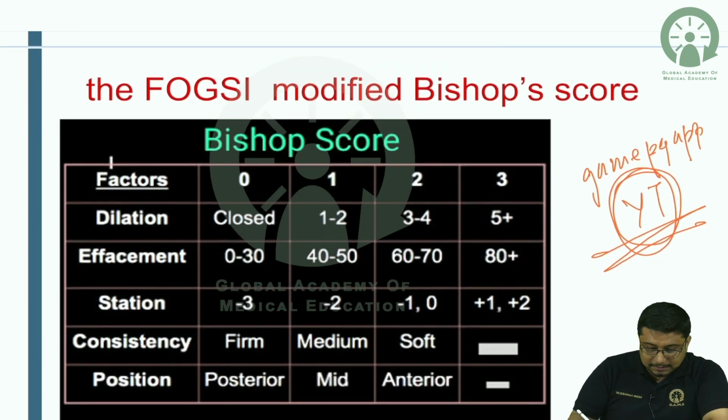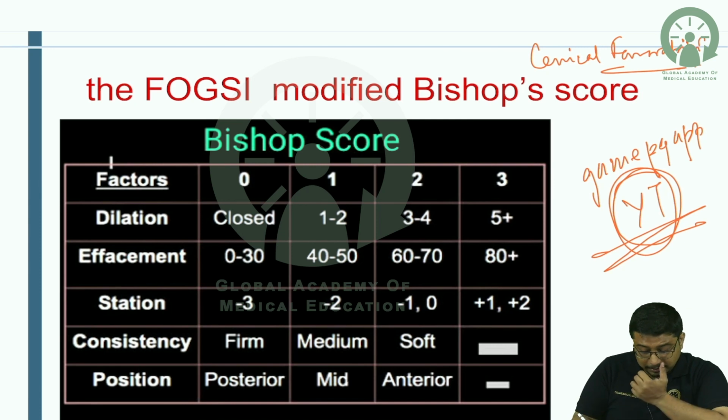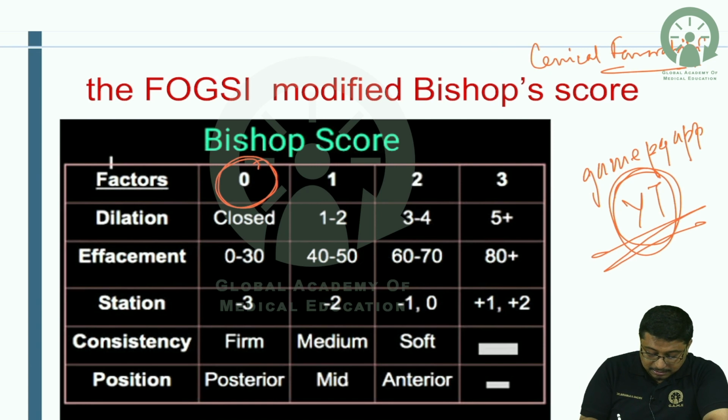Bishop score is a scoring to understand the cervical favorability. This chart you can find everywhere, so I am not going into the detail of it. Remember, the minimum score possible is 0 and the maximum score possible is 13. And a score more than or equal to 6 is considered as a favorable cervix.